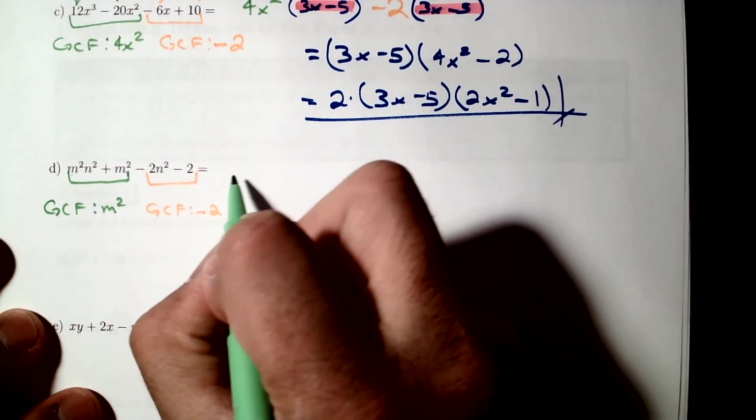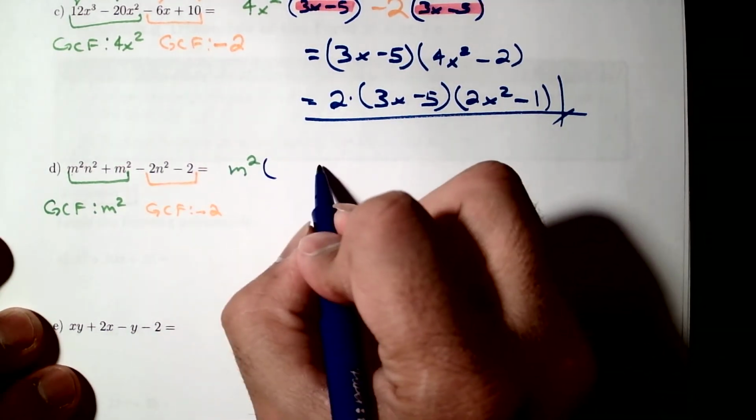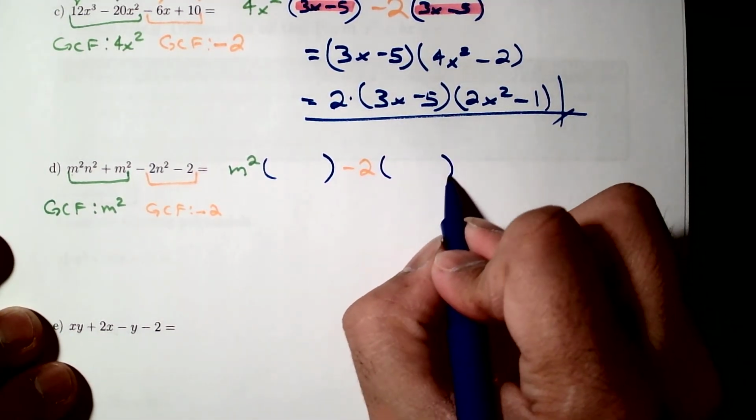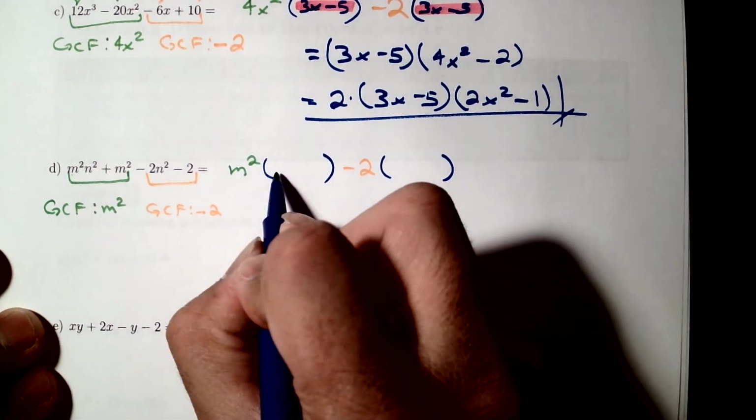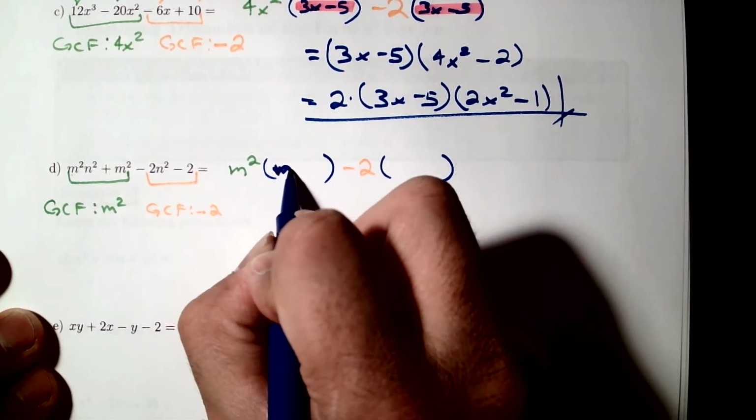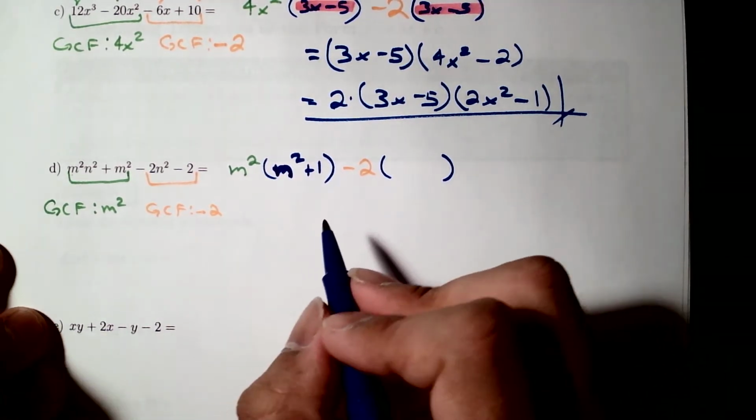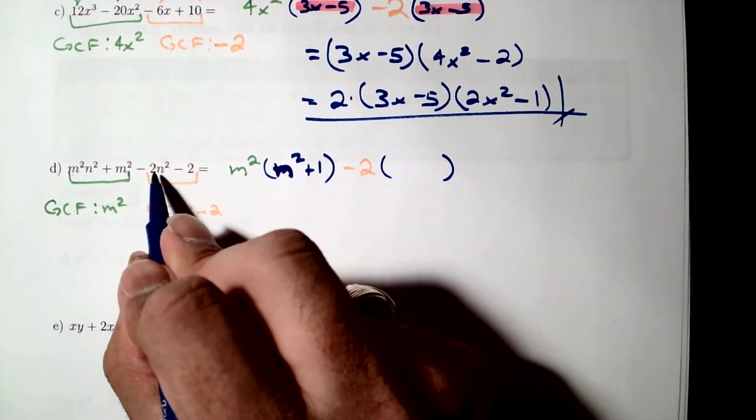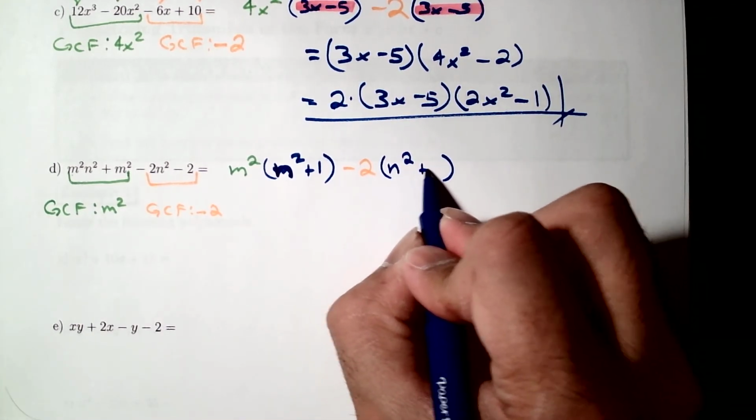So, m squared times quantity minus 2 times quantity. What are the quantities? Well, if I factor out m squared from these two terms, I'm left with n squared plus 1. And over here, if I factor out the negative 2, I'm going to be left with n squared plus 1.